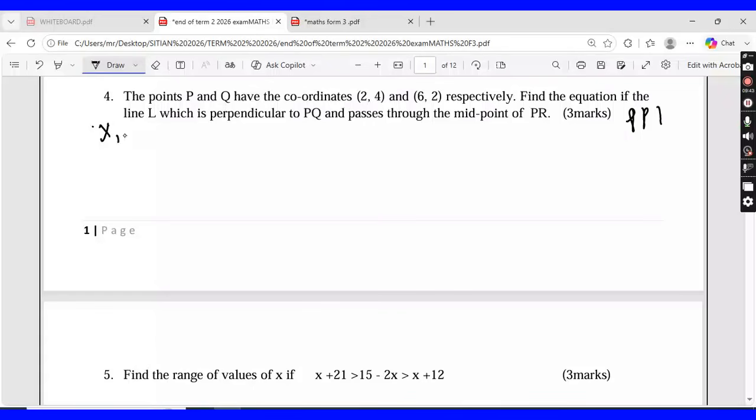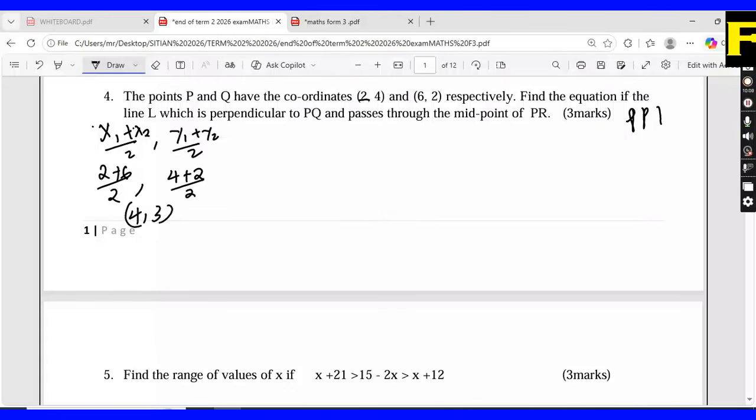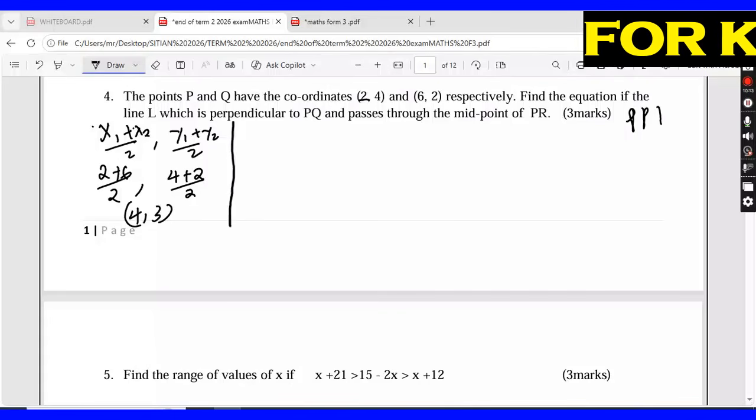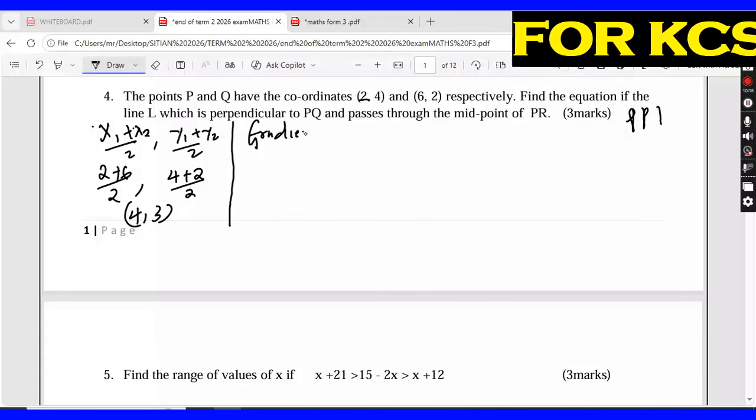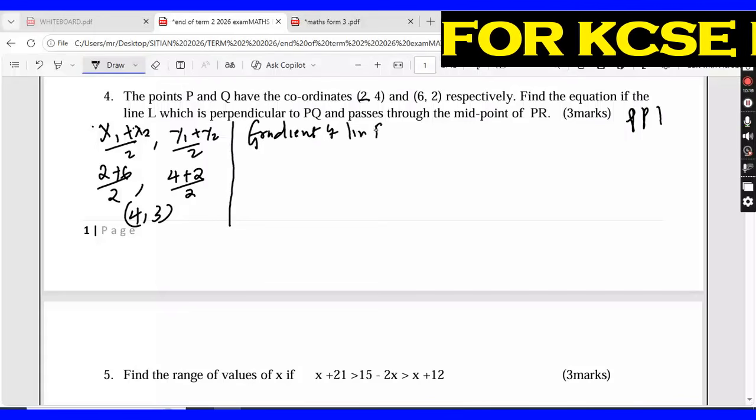The midpoint is obtained by x1 plus x2 divided by 2, comma, y1 plus y2 divided by 2. So our x1 is 2, plus our x2 which is 6, divided by 2, comma, y1 is 4 plus y2 which is 2, divided by 2. You find that this is 4, comma 3. That is our midpoint. Now let's get the gradient of the line PQ.